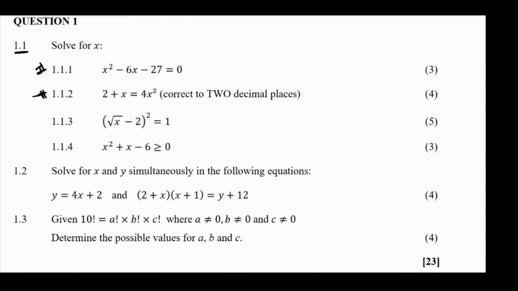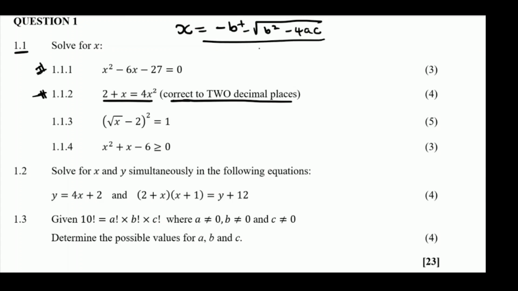Now 1.1.2, we are asked to solve for x for this problem here, and our solution must be correct to 2 decimal places. So since we are told that they must be in 2 decimal places, we know we have to use the quadratic formula, meaning that we cannot factorize this problem here. So the quadratic formula is x equals to minus b plus or minus root of b squared minus 4ac all over 2a, right? But we first need to write this 2 plus x equals to 4x squared into standard form. So we're going to transpose the 4x squared to the other side.